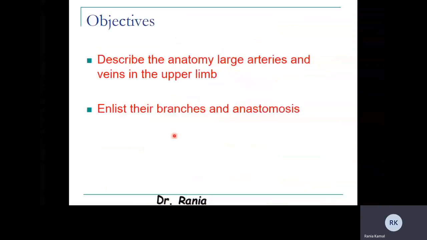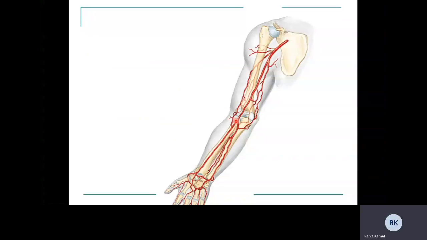limb. We will discuss the anatomy of the large arteries and veins in the upper limb, and we will enlist and discuss their branches and anastomosis. Let's start with an overview of the arteries of the upper limb.